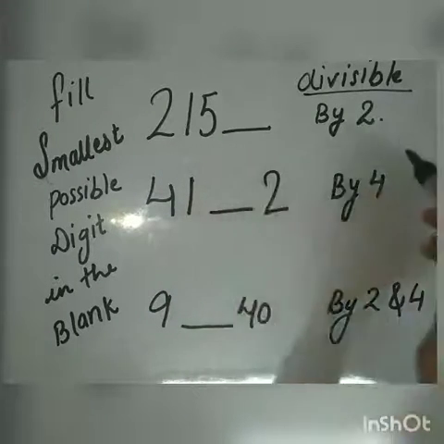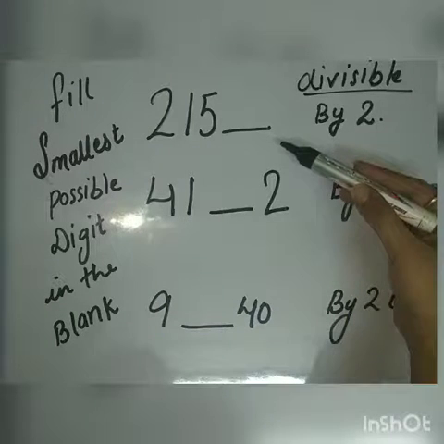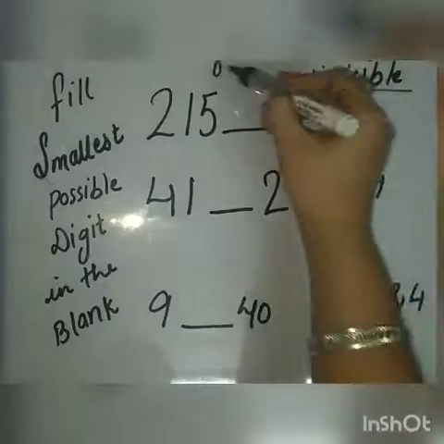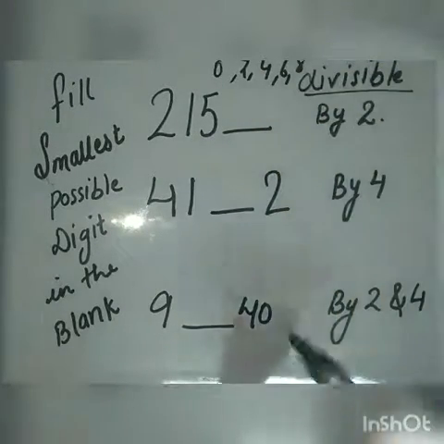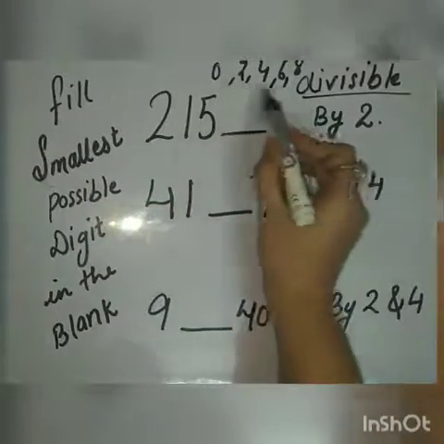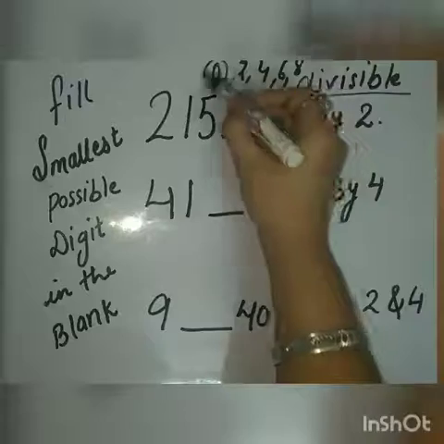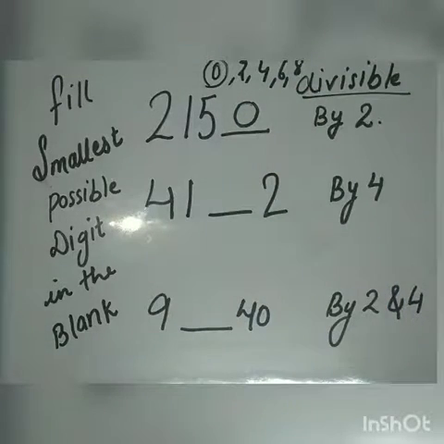215 and a blank. The condition of 2 is that the ones place should be either 0, 2, 4, 6 or 8. But we have to fill the smallest digit. The smallest number among them is 0. So in this blank we will fill 0.